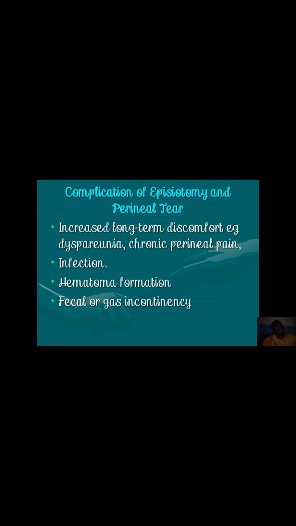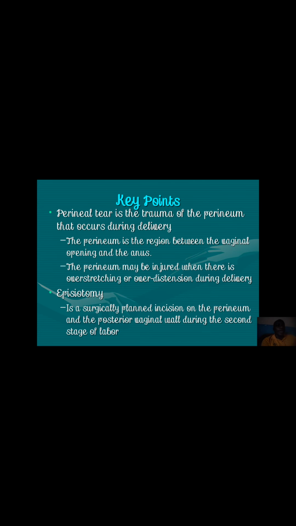Na fistula tunazoziona hapa ni vesicovaginal fistula, yani injuries to the bladder and to the vagina. Kwa hiyo mama anakuwa anatoka na mkojo all the time, or rectovaginal, anakuwa anatoka na haja kubwa all the time. Hiyo ni complication kubwa ambayo inaweza result from perineal tear. You have to note that one, japo sijaiweka hapo, but it is one of the complications of perineal tear and episiotomy.